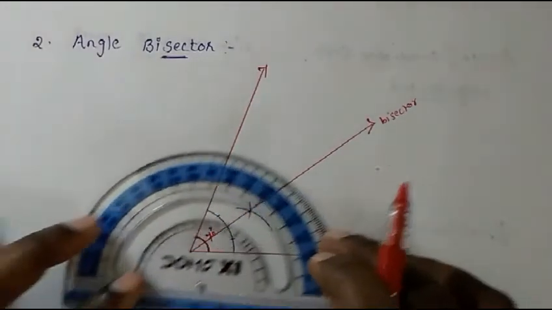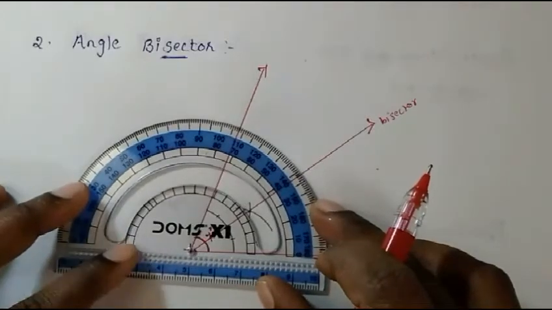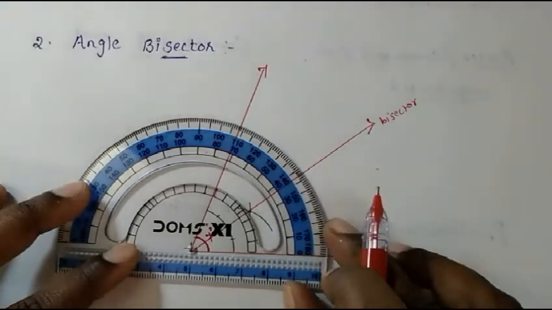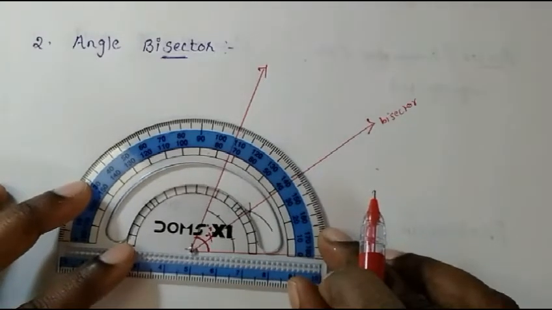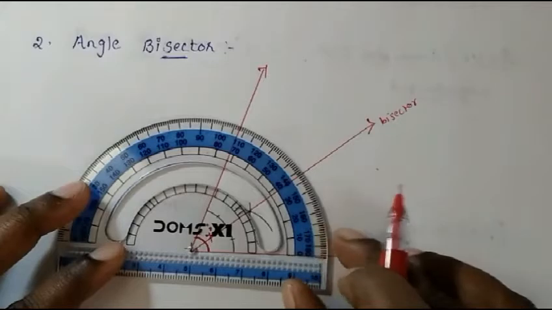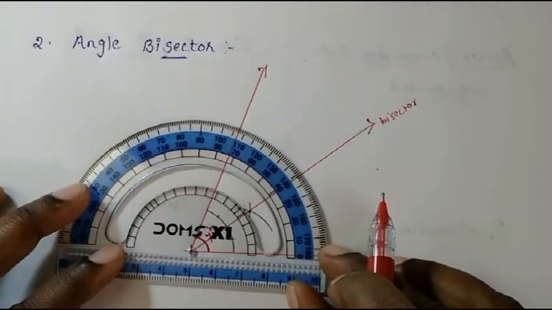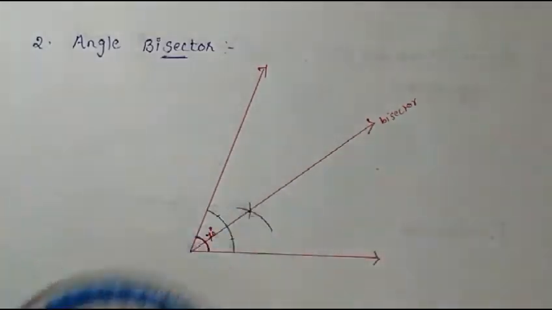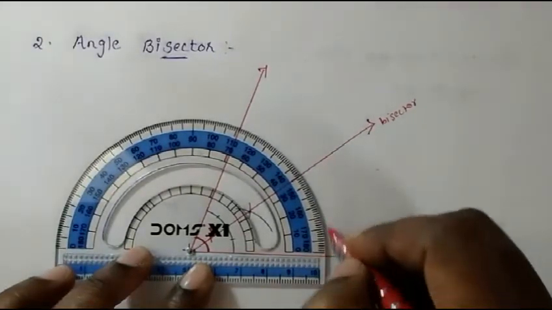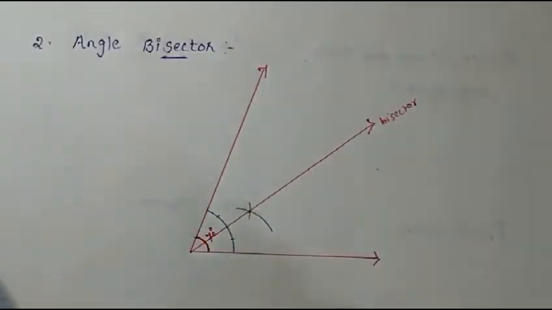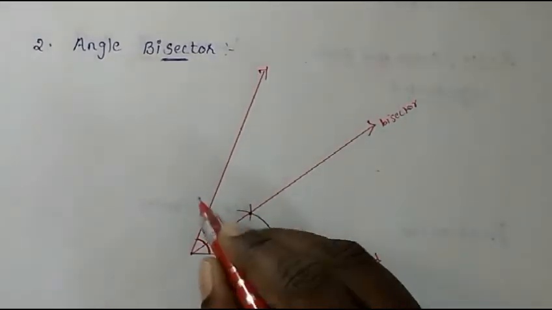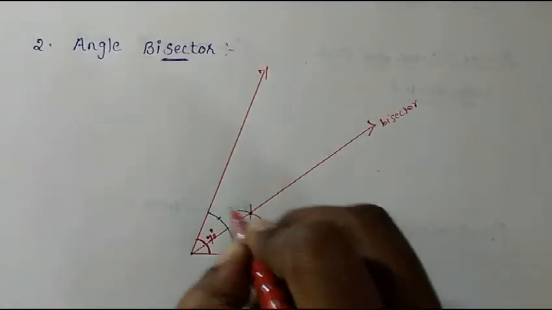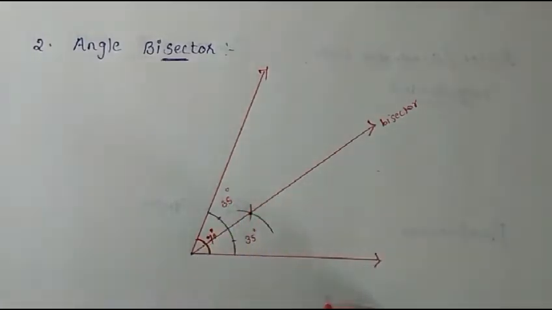Now let us check this, how much? Okay, we'll keep it on 0 and keep this line properly. See, this is dividing into 35. So the whole thing is 70, which means this is 35 degrees and this is 35 degrees.